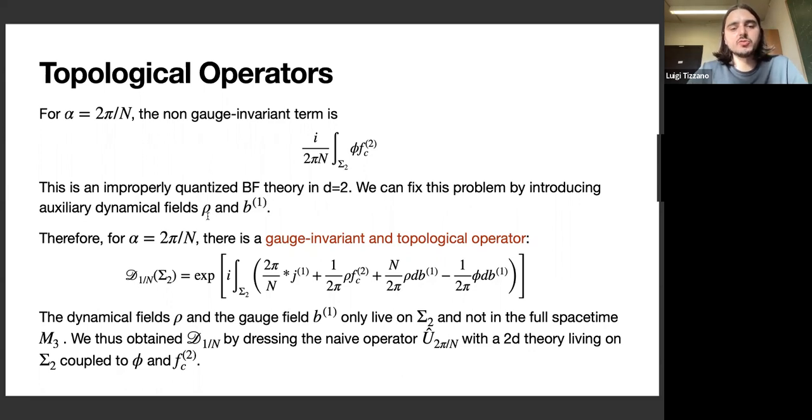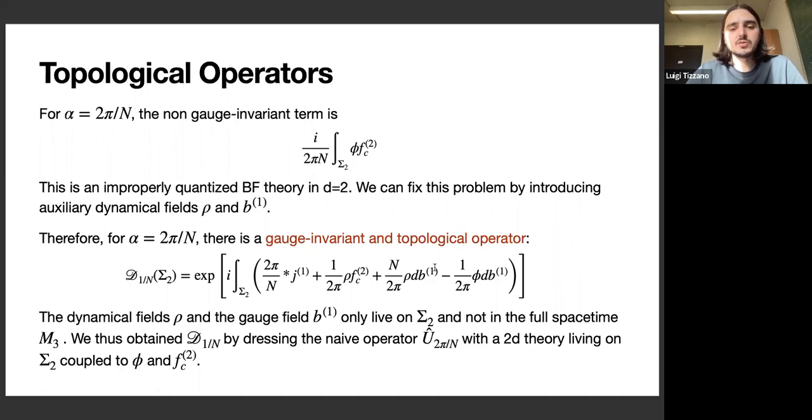So I'm going to introduce two new fields, rho and B1. Rho is a scalar and B1 is a gauge field, and these fields are confined to live on sigma 2. When you introduce these fields, we can write a new expression that is completely gauge invariant. In fact, the end result of this analysis is that whenever alpha is 2 pi over n, we can define a gauge invariant topological operator by combining the current with this piece over here. This piece is a way to write, in a fully gauge invariant way, the term that I wrote at the beginning.